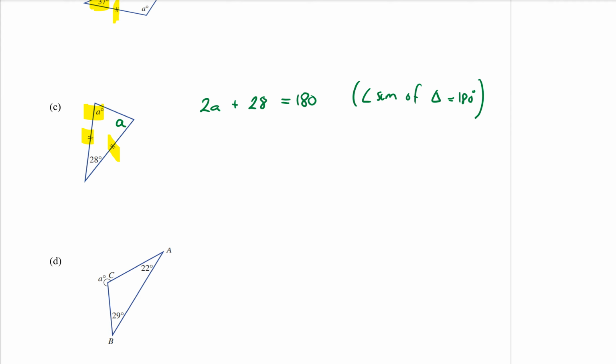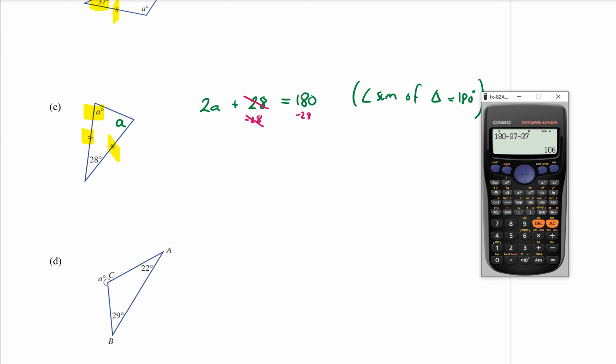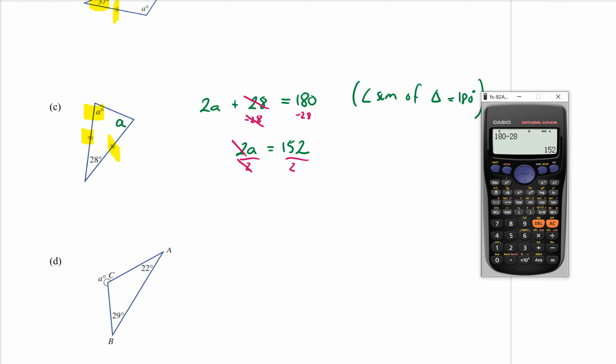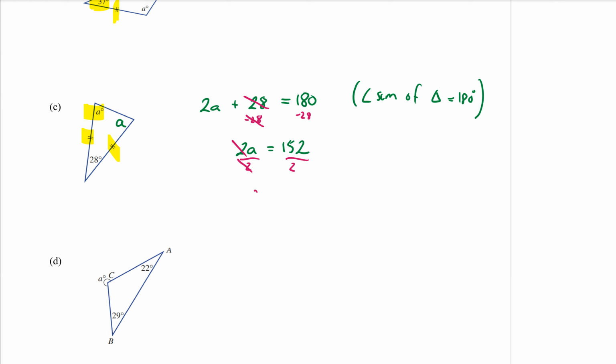Now solving that equation, I will first of all need to subtract the 28. So that is 180, take away 28, gives me 152. So I have 2A equals 152. But I also need to get rid of this 2 here by dividing by 2. So 152 divided by 2 is 76. So A equals 76 degrees.